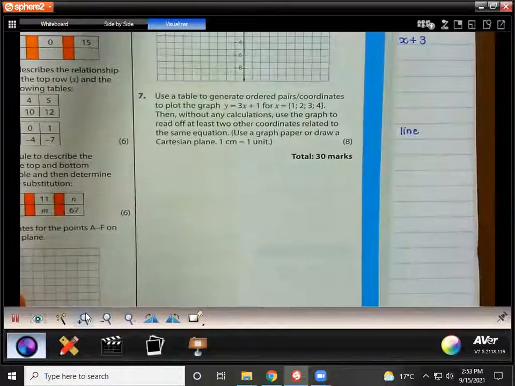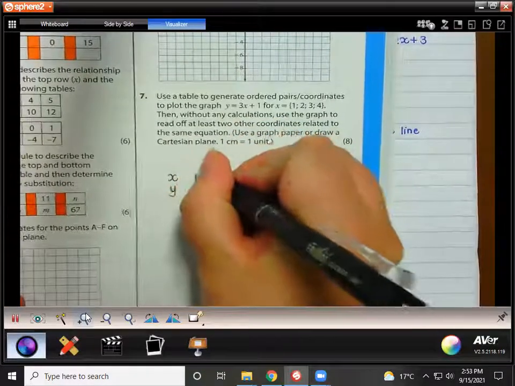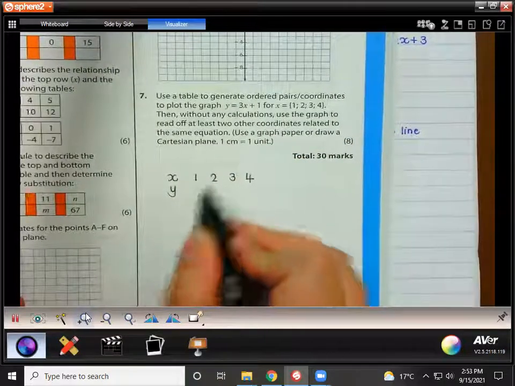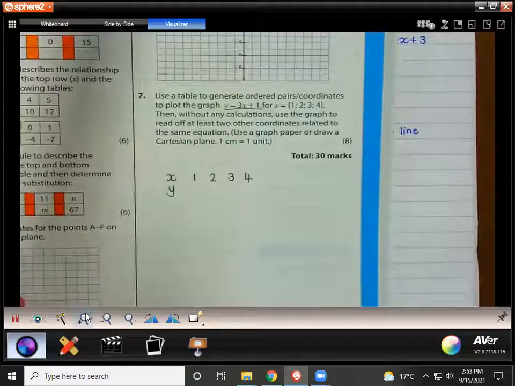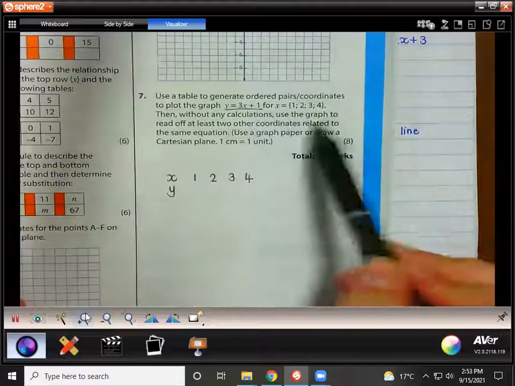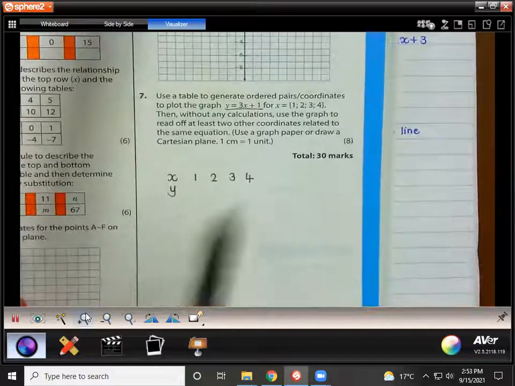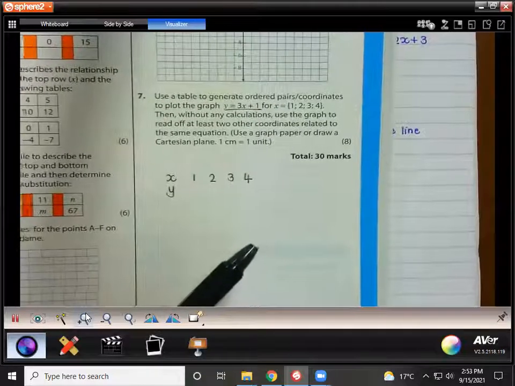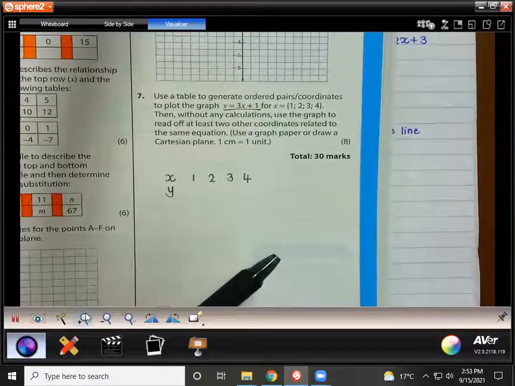So you're going to do this, guys. You're going to have x and y. X is going to be 1, 2, 3, and 4. And you must calculate your y values using that equation. That's what you're doing there to generate that table. Then you're going to find these points, then you're going to plot the graph. You're going to have to draw your own x and y axes, so you need to practice doing that again.